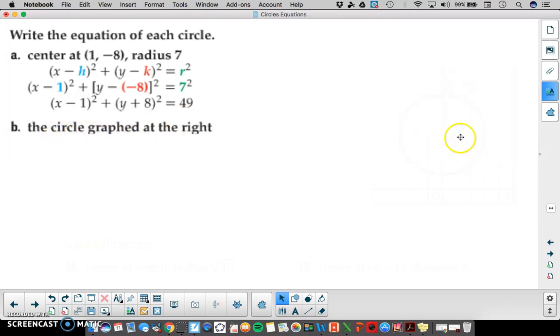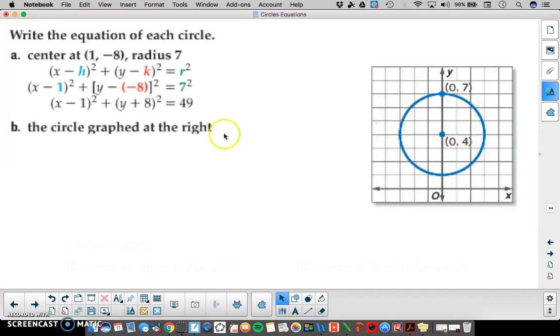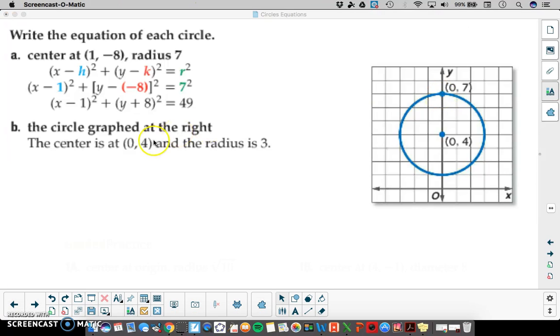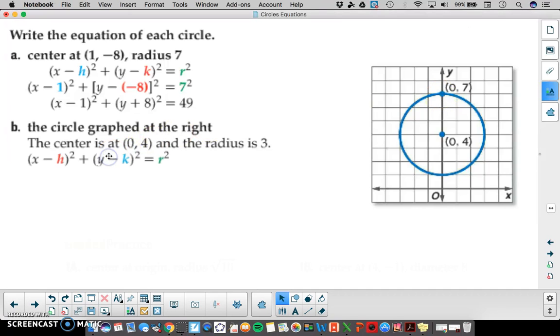In part B, we have the circle graphed over here. It has a center at 0, 4, and we can count the radius here of 1, 2, 3. So now we're going to use the equation of the circle to plug in values for h, k, and r. H is 0, k is 4, and r is 3. So simplify x minus 0 to just x. Y minus 4 stays y minus 4, and 3 squared becomes 9. So this is the equation of the circle plotted here.